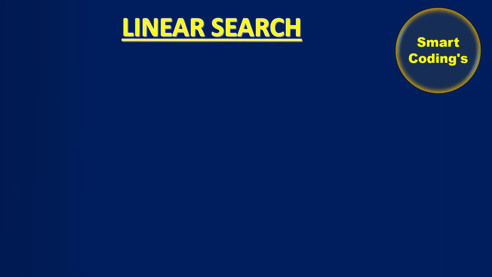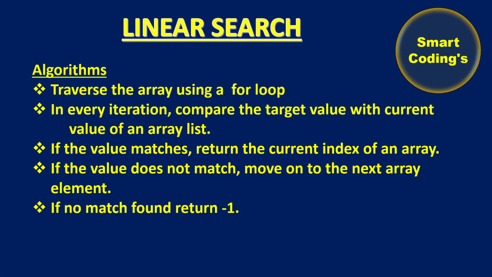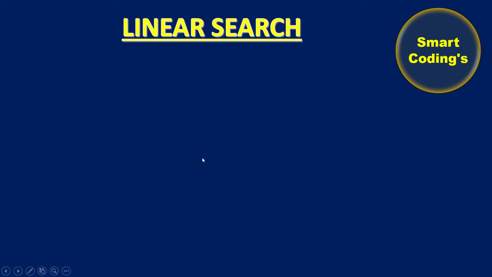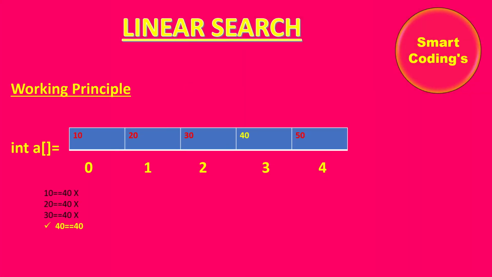Next is the algorithm. We have to traverse the array using a for loop first. That means we have to go through the array list, access it using a for loop, and in every iteration compare the target value, that means the element to be searched, with the current value of the array list. Let me show you graphically.